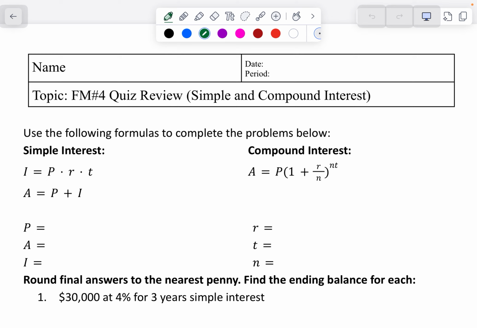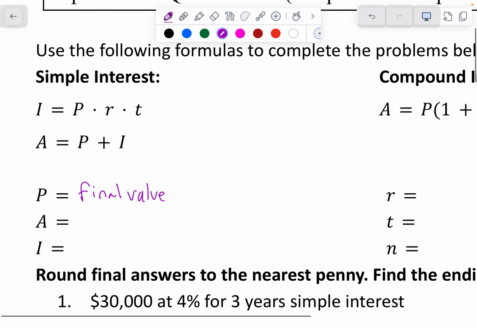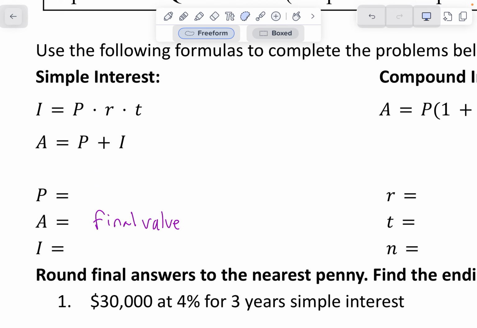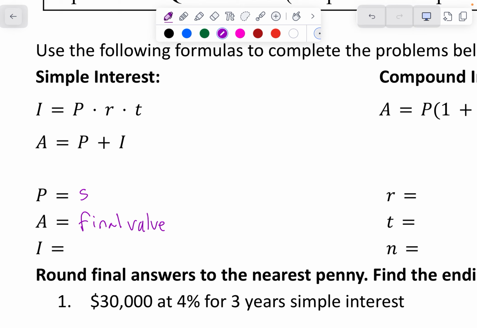So the A is your final value, or ending value, however you want to put it. And that's A, not B. Okay. So A is your final value. P is your starting value, sometimes referred to as the principal. Okay. I is the interest.